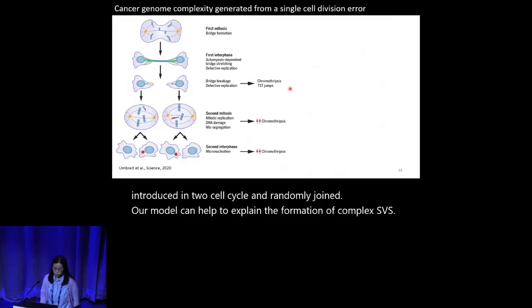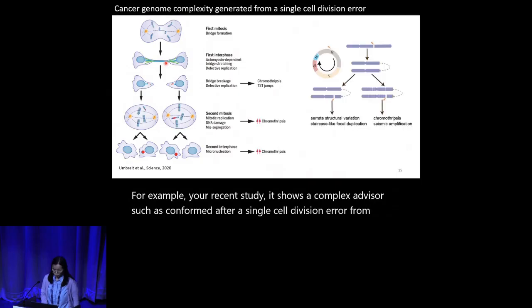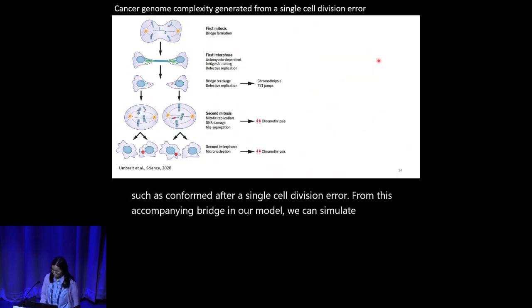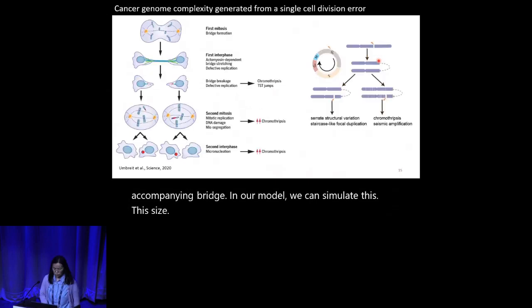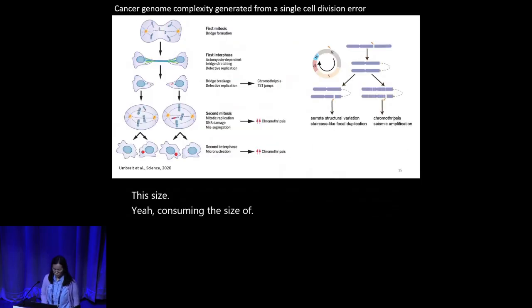For example, a recent study shows that complex SVs such as chromothripsis can form after a single cell division error from a chromatin bridge. In our model, we can simulate this process of chromatin bridge formation and breakage and local fragmentation.